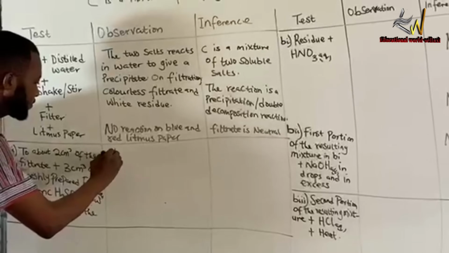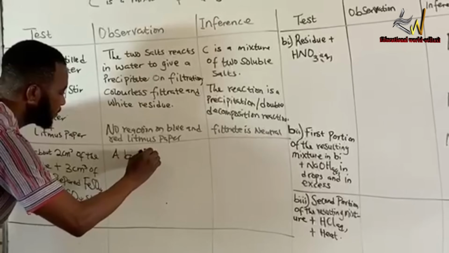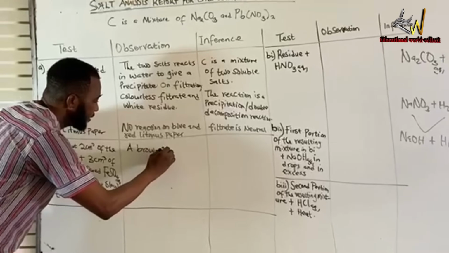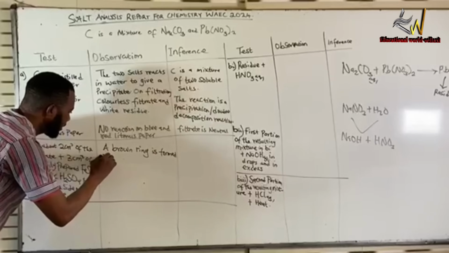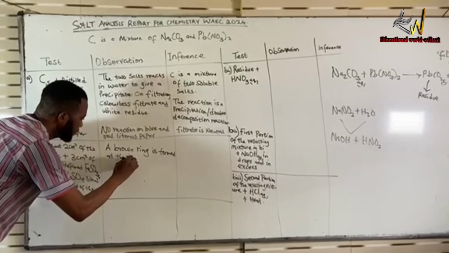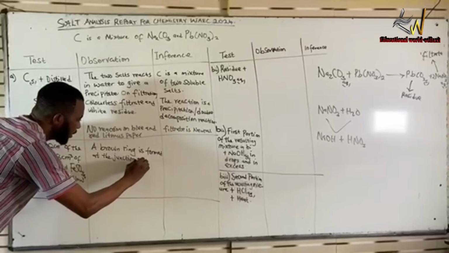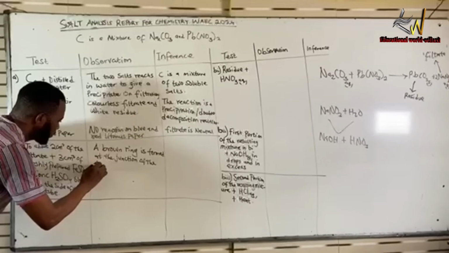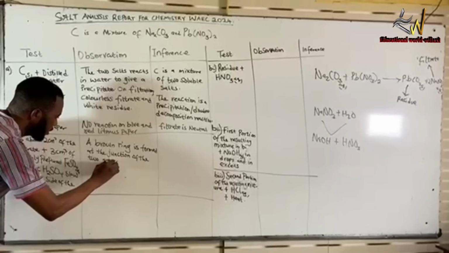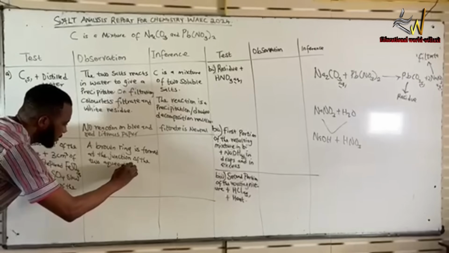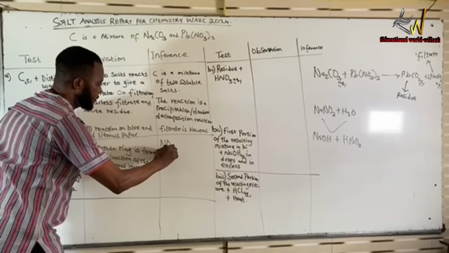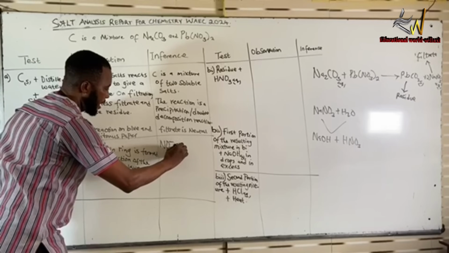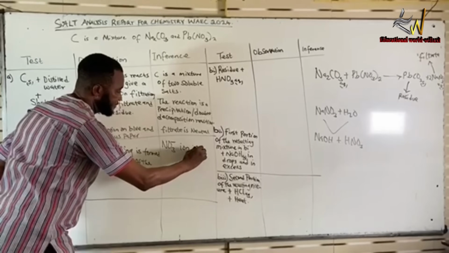Then you now report: a brown ring is formed at the junction of the two aqueous layers. Then your inference will be NO3 minus ion is present.